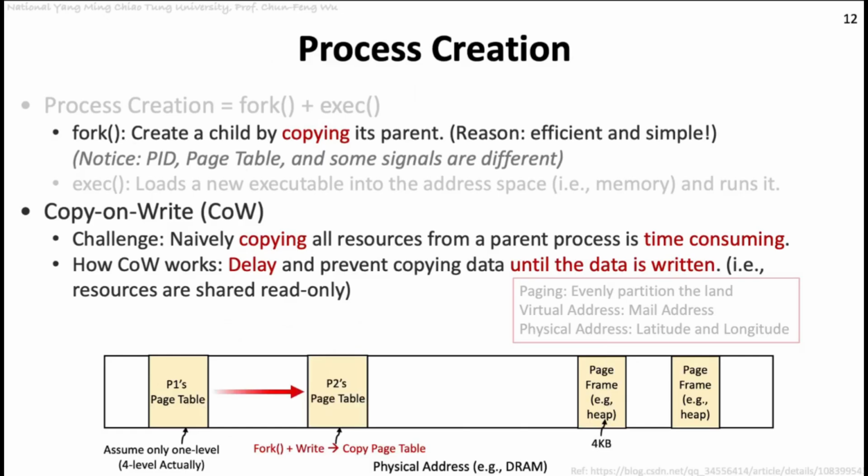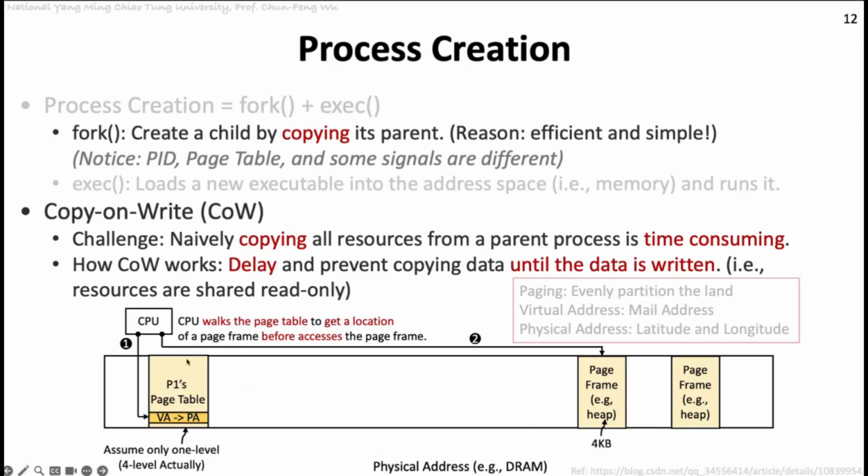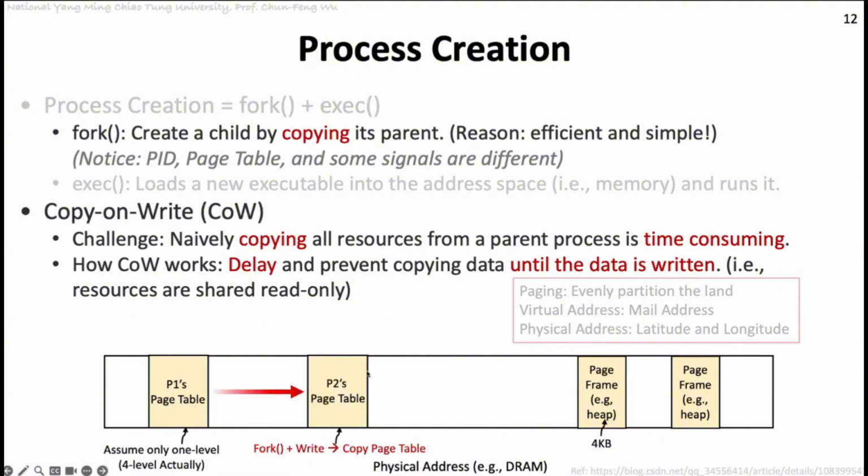Now, for example, if process 1 is going to fork another process, process 2, then at the moment process 1 forks process 2, the page table will not be copied. At the very first moment, process 1 and process 2 will only share the same page table. When process 2 is going to update the page table, then the page table related to process 1 will be copied and then modified for process 2.